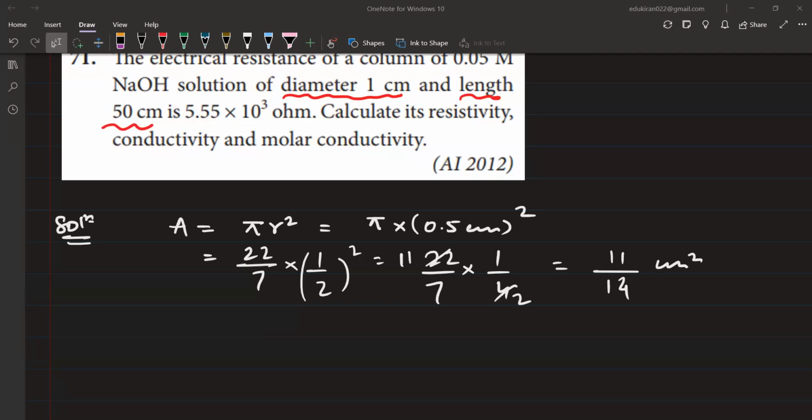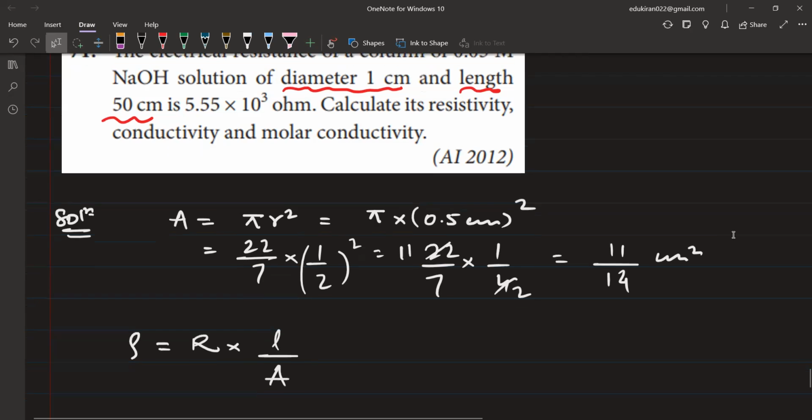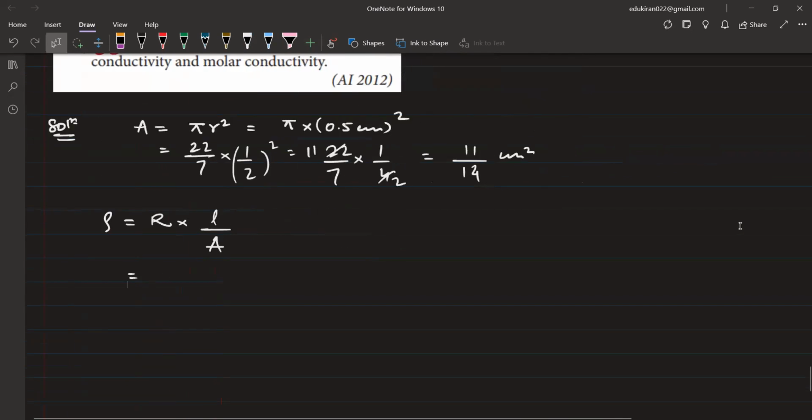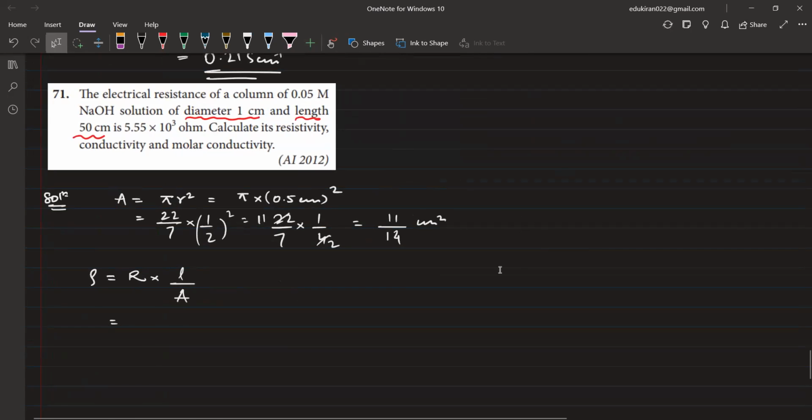What else we need to calculate? The resistivity. Now we can find the resistivity, right? Rho will be equal to the resistance into length upon cross-sectional area. What is the resistance? I think you can do it from here. Resistance is given to you. Just need to plug in the values.